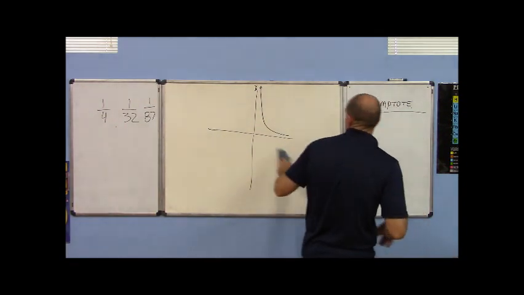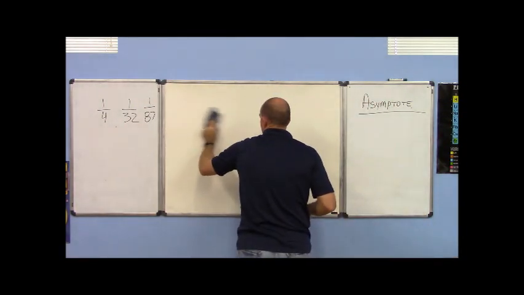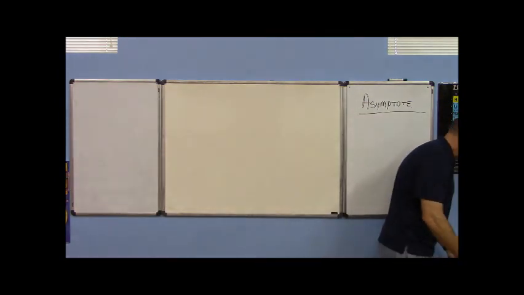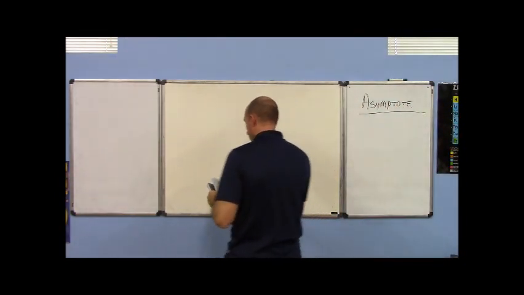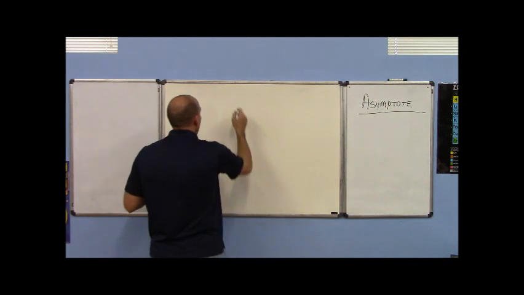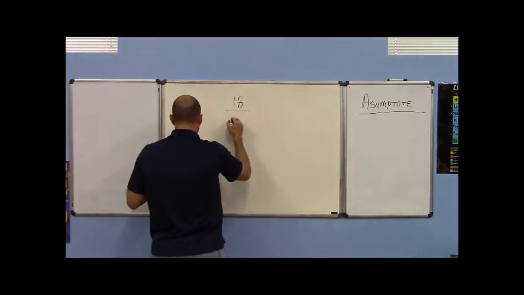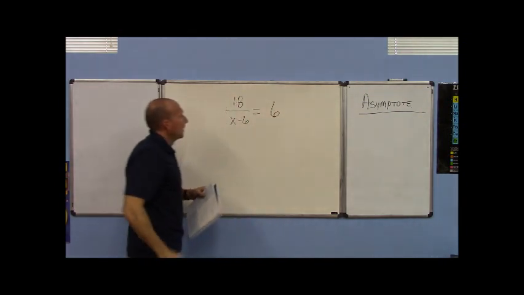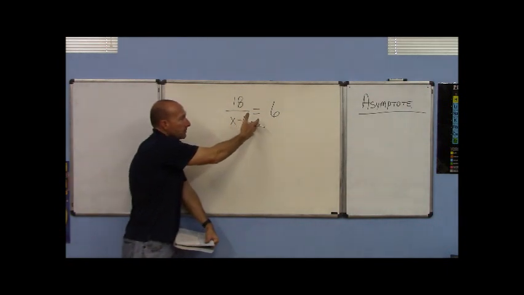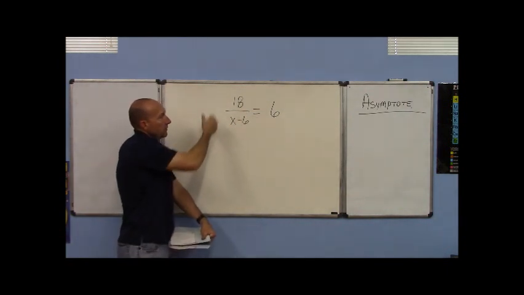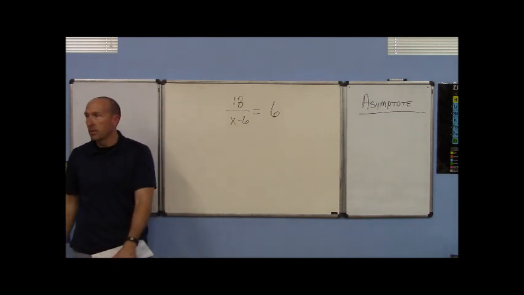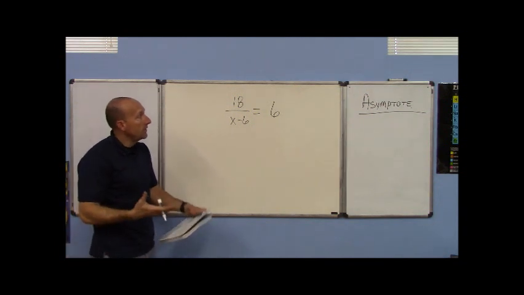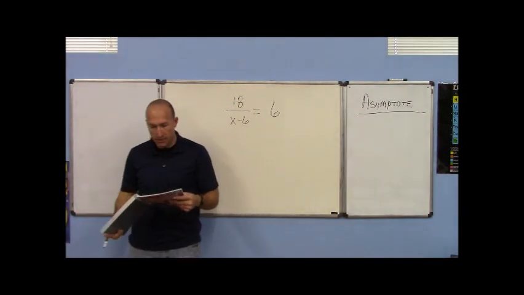So if we had, let's say, example number 1 from 9.6: 18 over x minus 6 equals 6. Well, we have an equation, we have a rational expression, and we actually have a polynomial involved in this as well. X minus 6 is a binomial. Now we can actually calculate this and solve for x.